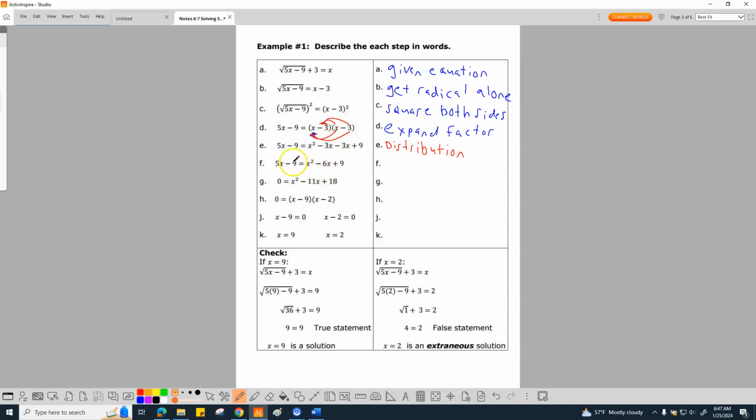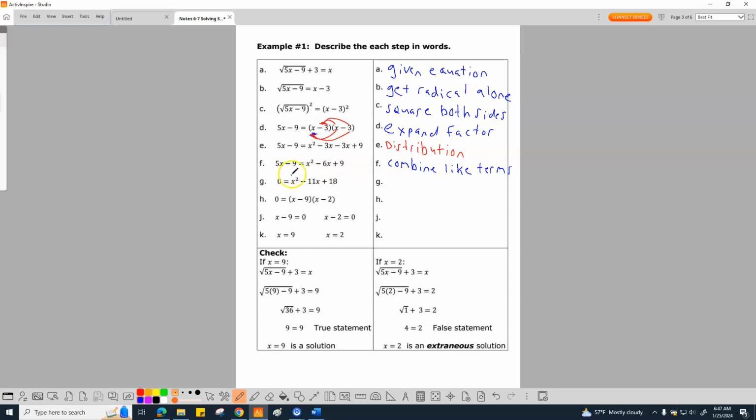All right, now check out what happened on F. By the time we get to F, we combined like terms. And this kind of makes sense. When you get into your own rhythm of doing this, you're not going to think in these terms. Combine like terms. So negative 3x minus 3x is minus 6x. So that's where that came from.